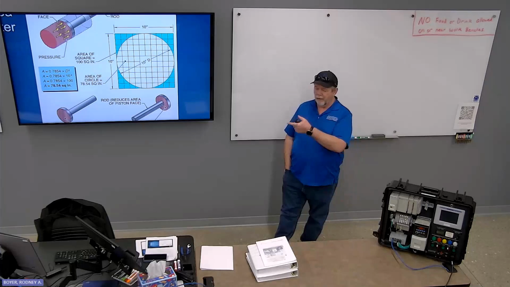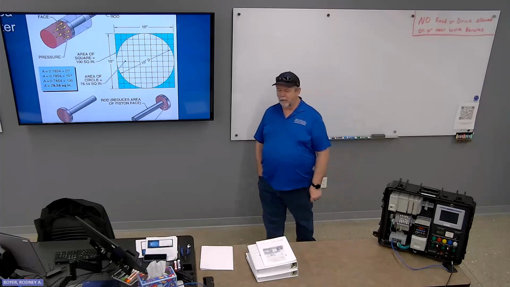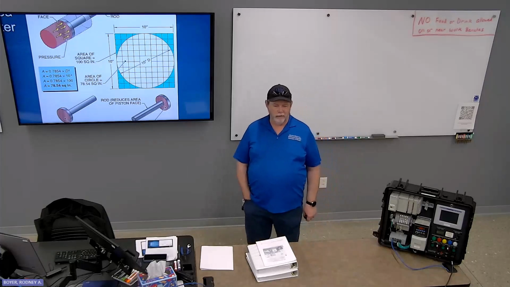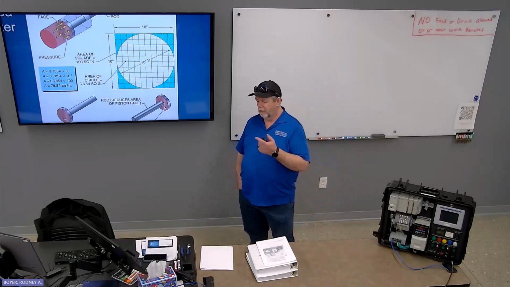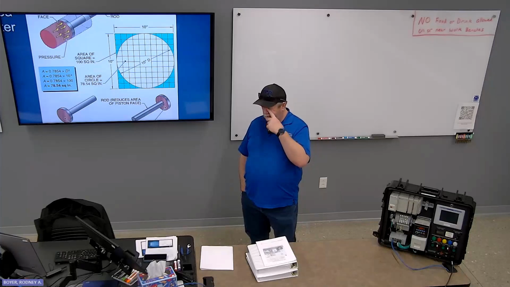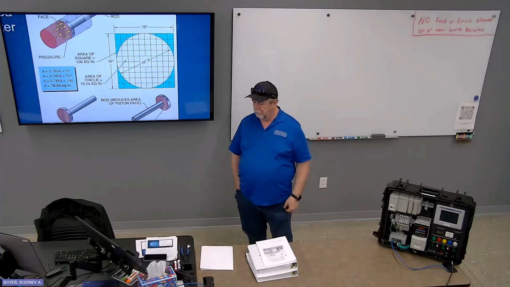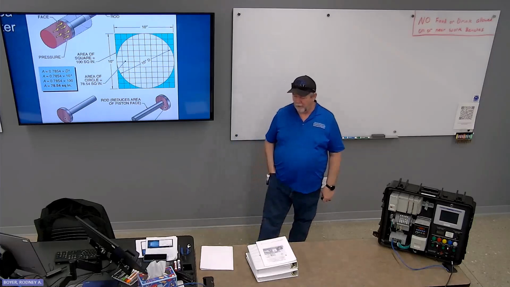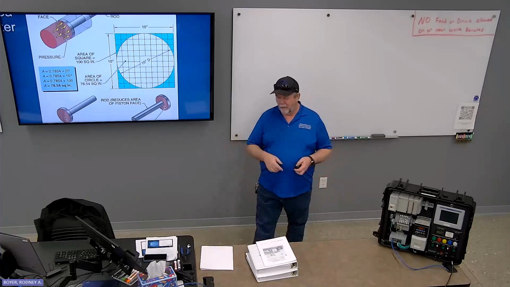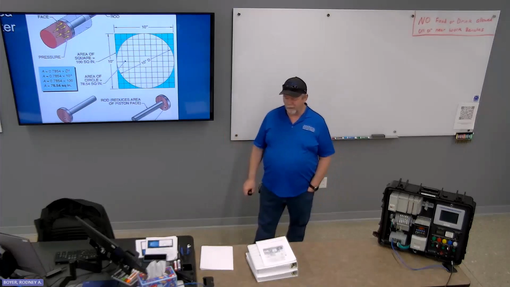So anyway, in geometry, you learn that the area of a circle is the diameter squared, the diameter times itself, multiplied by 0.7854. So in that particular case, since it's a 10-inch diameter, 78.54 square inches.